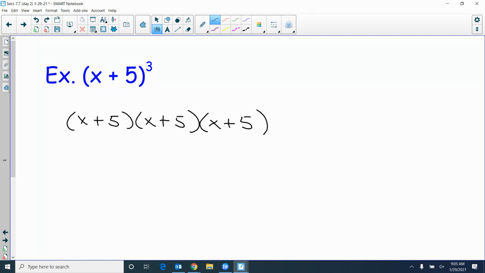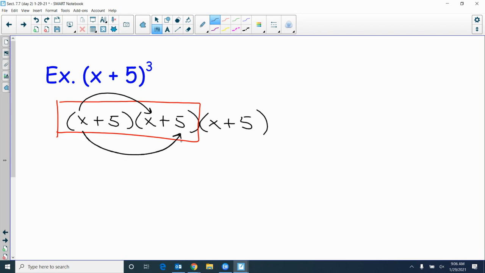X plus 5 times x plus 5 times x plus 5. You gotta go kind of like one step at a time. You gotta multiply 2 of them together and take that answer times the third one. So what we have to do is multiply these 2 together. Well, that's a FOIL problem. That's what we did yesterday. So I gotta FOIL these 2 together, which means I take x times x and x times 5.